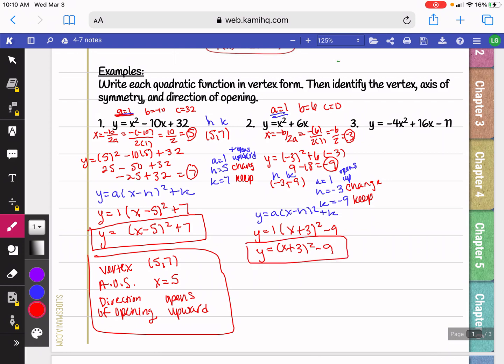Now I'm just going to label my vertex, axis of symmetry, and direction of opening. Our vertex, we had said, was at (-3, -9). So our axis of symmetry, which is the x from the vertex, would be x equals -3. And our direction of opening, which is based on our a value, since our a was a +1, would be opening upward.